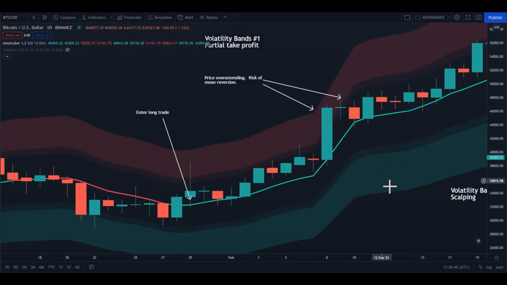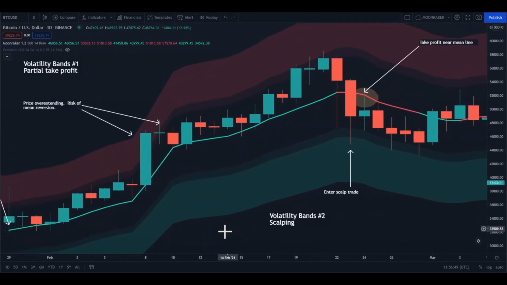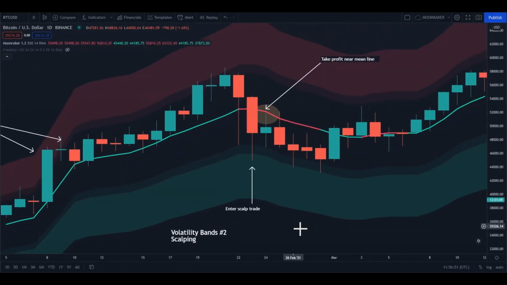The second strategy is for scalp trading. So completely separate from the trading strategy we just discussed, a trader has another scalping strategy using Moonraker where they wait for price to come into one of these bands and they would enter a scalp trade when price enters the band and then look to take profit near the mean line. So they would wait to enter here and then close as price moves towards the mean reversion line. And this scalping strategy is very effective with Moonraker.